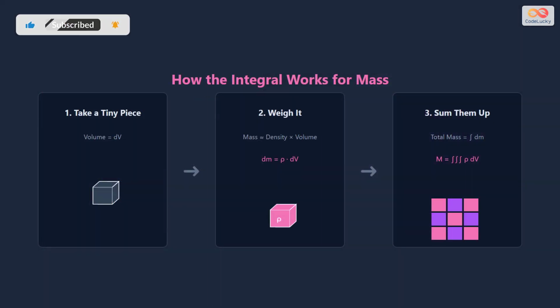Here is the logic step by step. First, we take a tiny piece of the object with volume dV. Second, we calculate its mass by multiplying its volume by its density, rho. This gives us a tiny mass, dm. Finally, the triple integral sums up all these tiny masses from every part of the object to give us the total mass, capital M.